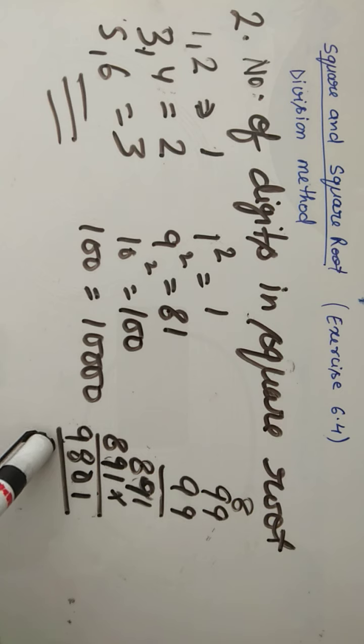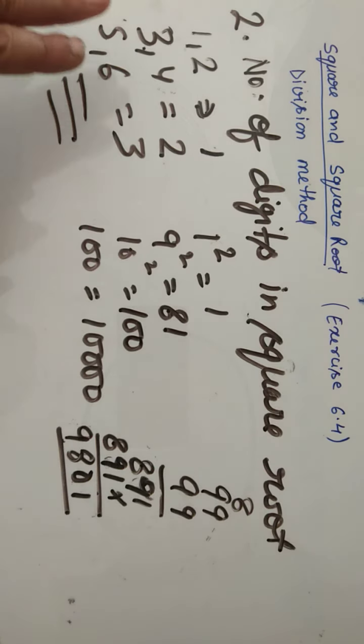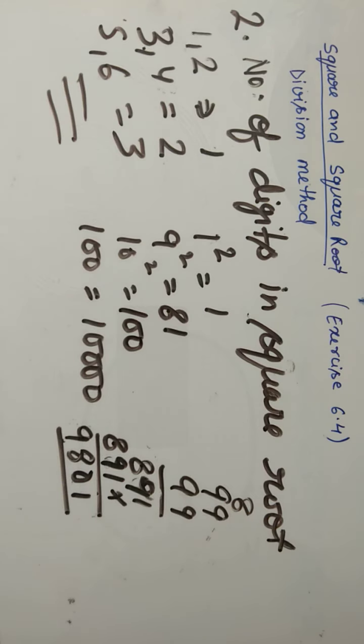Just see a little correction here. It is 9801, so read it correctly. So now all these things are clear to you, how to find the number of digits in a square and square root.